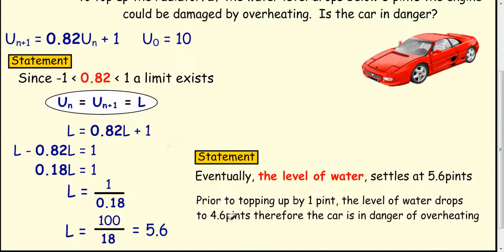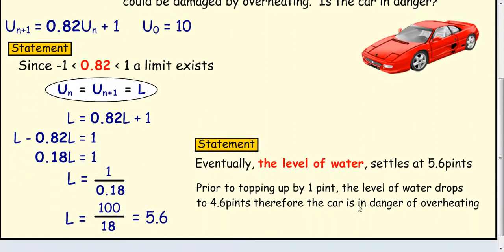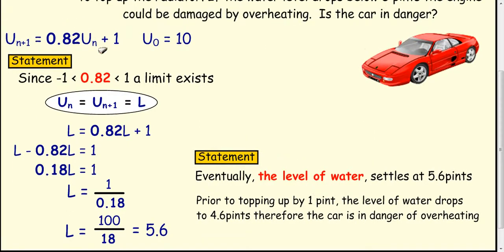So if it drops to 4.6 pints, before the guy tops up, the car's in danger. So it will be overheating if that happens. So it's important to look at the recurrence relation like that. Look at what the add-on or the takeaway value is, because there is a value that happens prior to that. It's important to take into account when you're talking about limits.